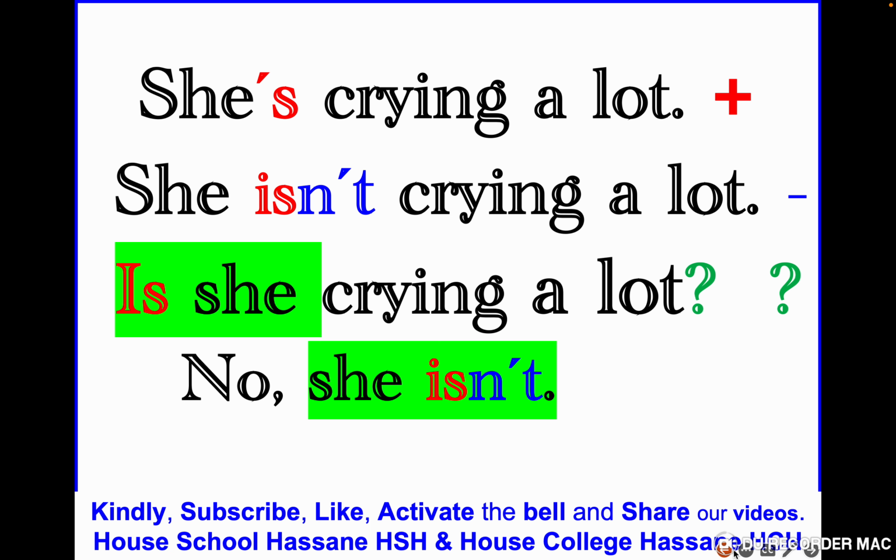She's crying a lot. When? It's now. She's crying a lot. She isn't crying a lot. Is she crying a lot? No, she isn't. She's calm now. Let's repeat after me these examples. She's crying a lot. She isn't crying a lot. Is she crying a lot? No, she isn't. Let's go to the next verb.